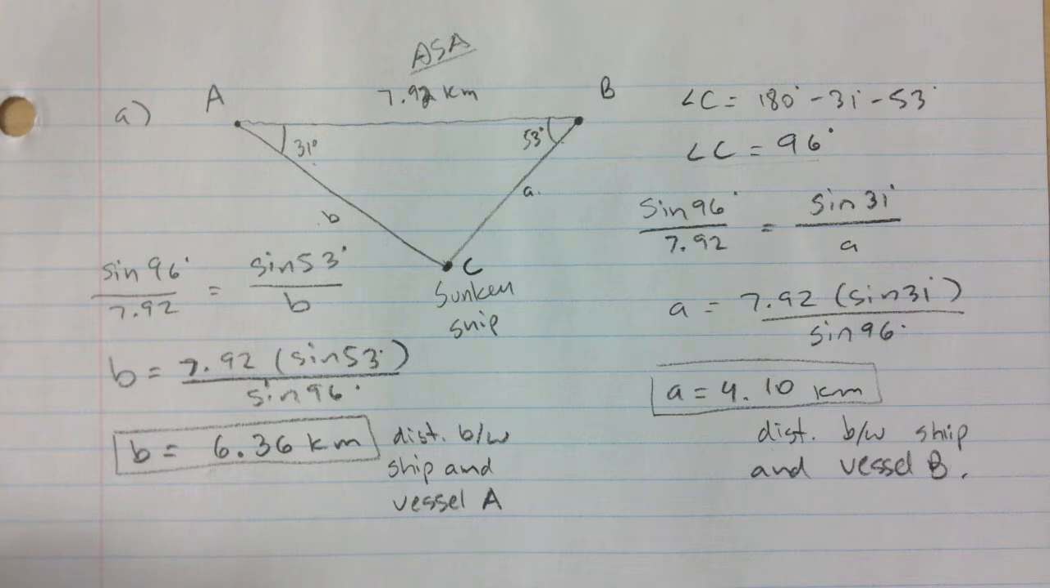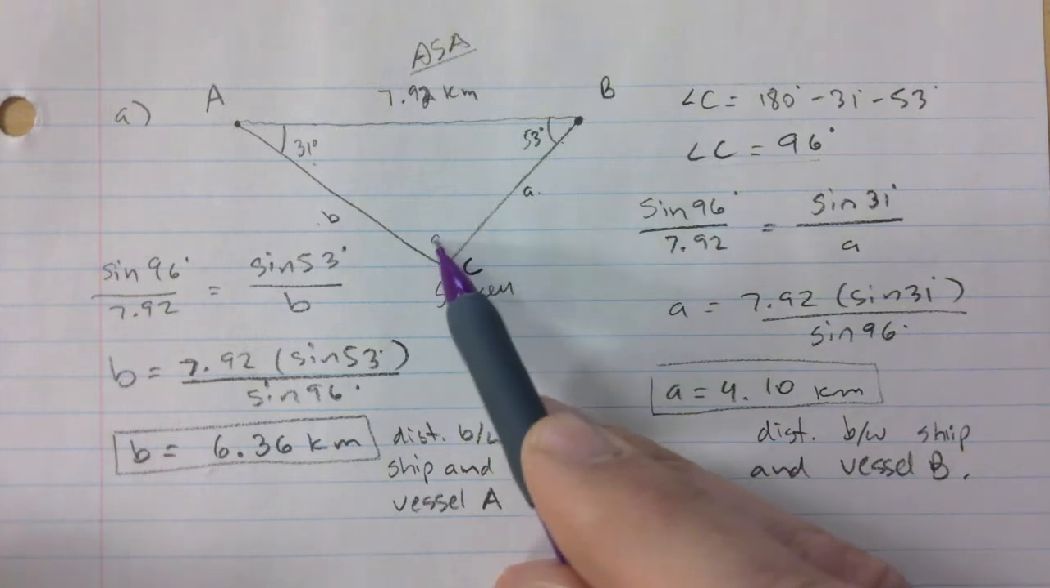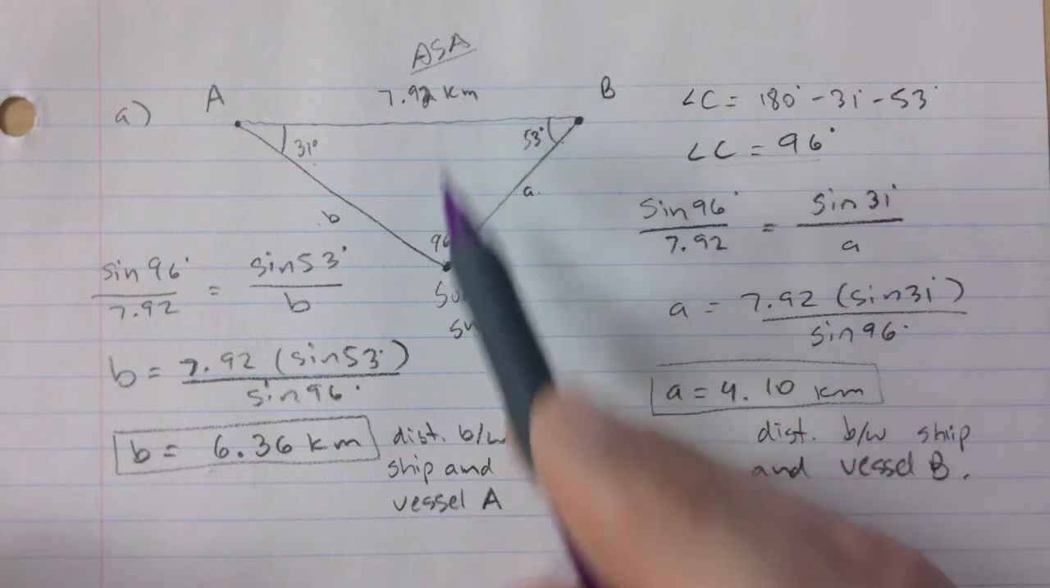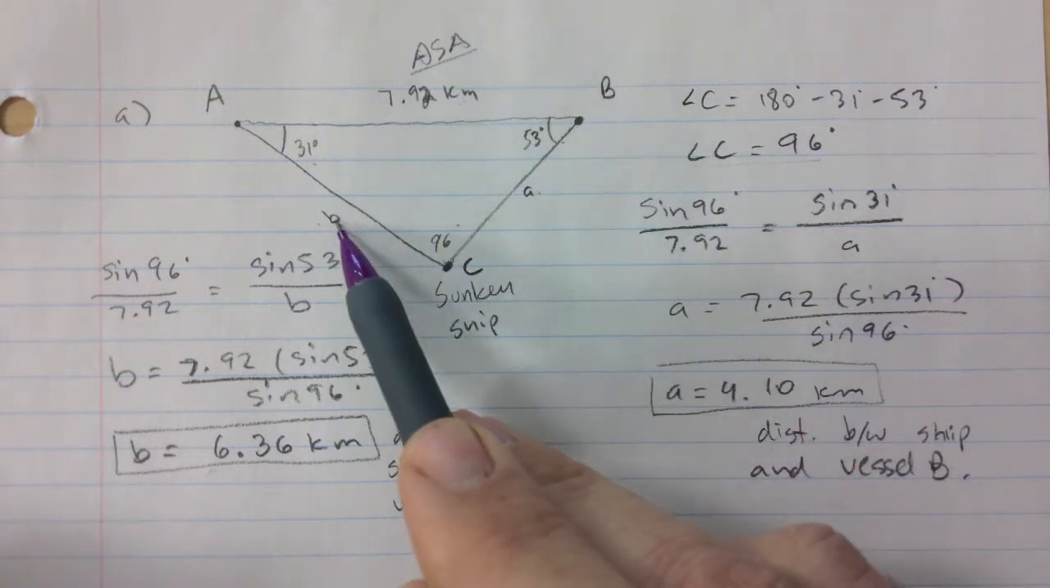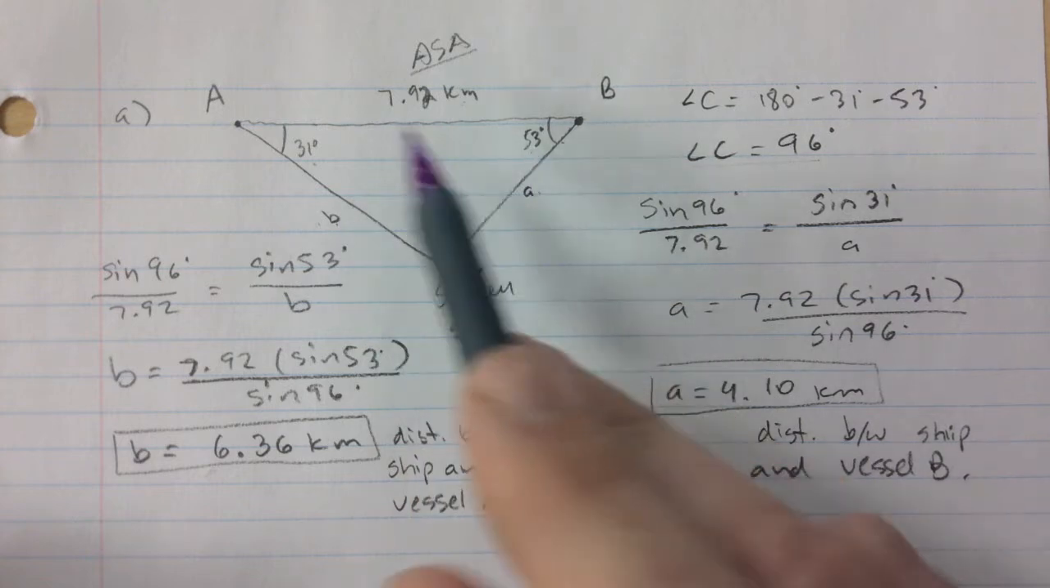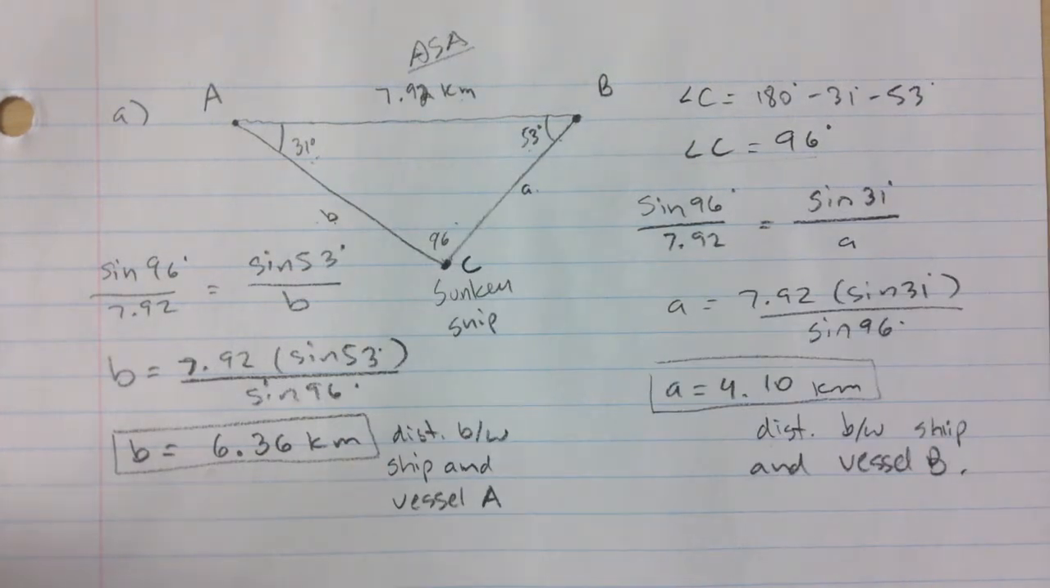And I'm just going to quickly check, does it make sense? The longest side is across the largest angle because we now know that this is 96, right? So this is the longest side, yes. B should be longer than A because 53 is bigger than 31. So it all checks out and it's within range, right? It makes sense. So that's how you do that.